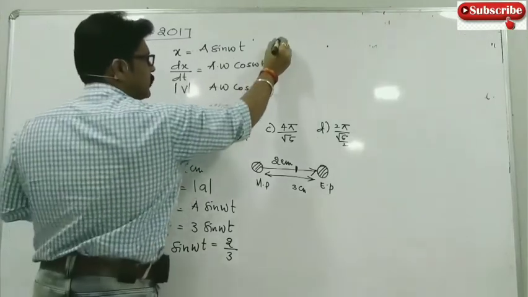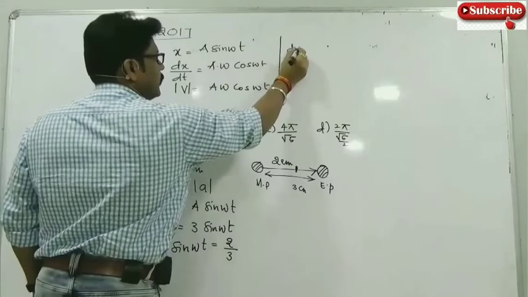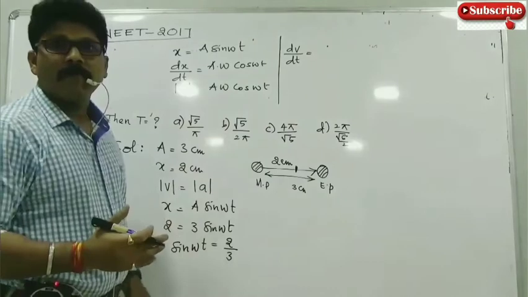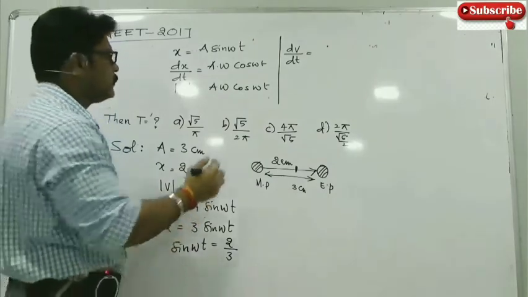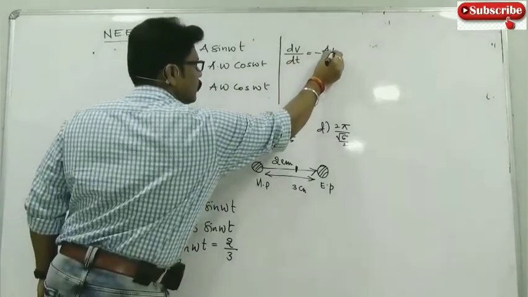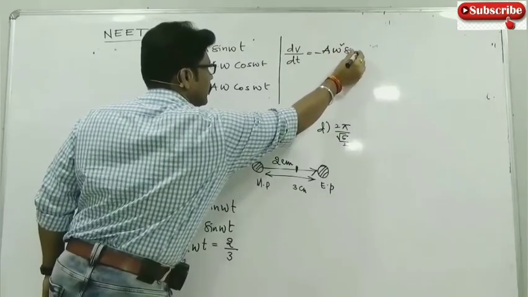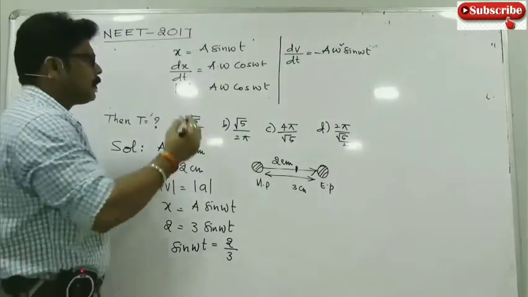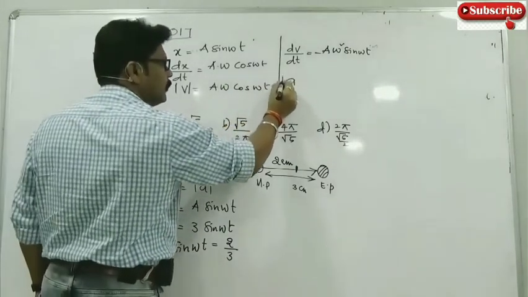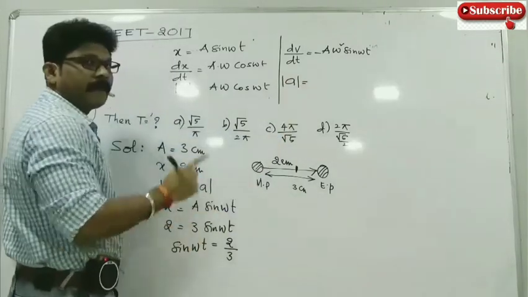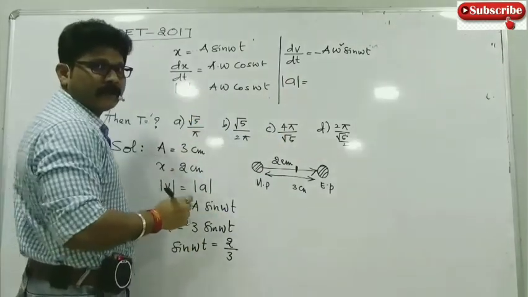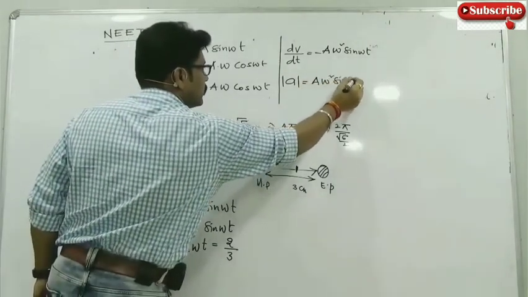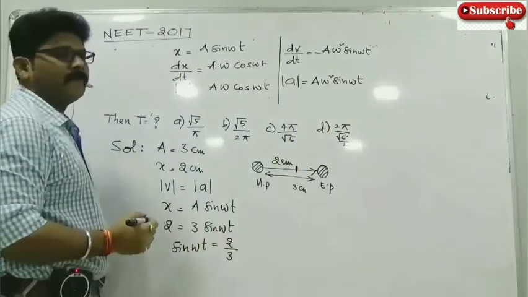Now what is the acceleration? Again we are differentiating, dv by dt equals, what can I write? The differentiation of cos is minus sin. So that is minus a into omega square sin omega t. This is nothing but acceleration. Only the magnitude is the same, so remove the negative sign. So I can write a omega square sin omega t.